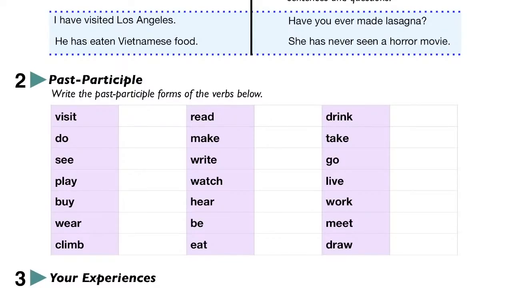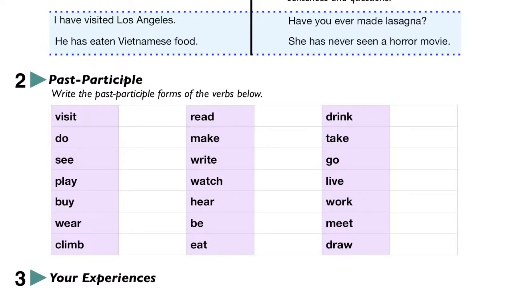So we have visit. What's the past participle? Do. What's the past participle? See. Play. Buy, wear, climb. Visit, visited. Yes, Suma, you got it. Do, and that is done. Yes, do, done. Very good.